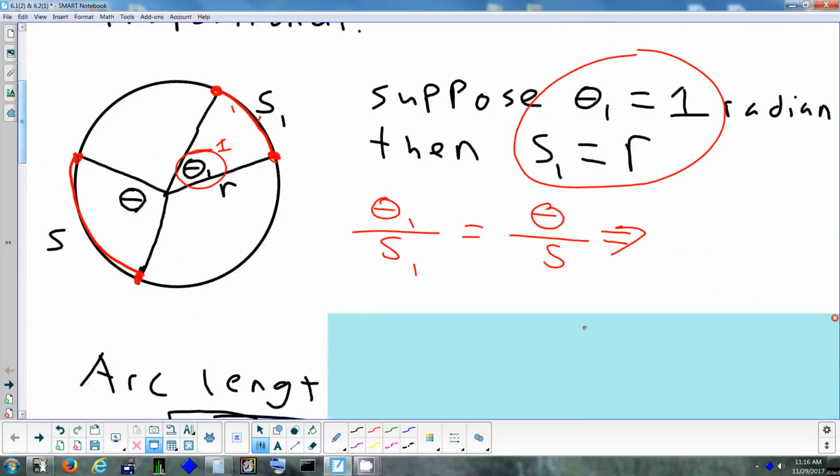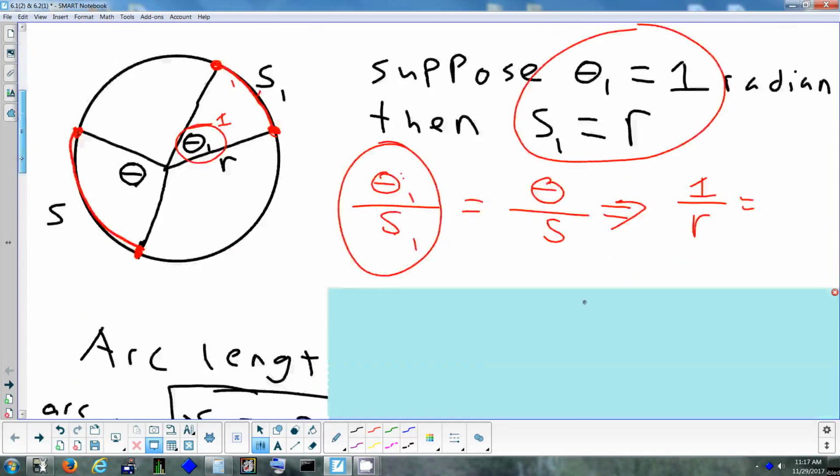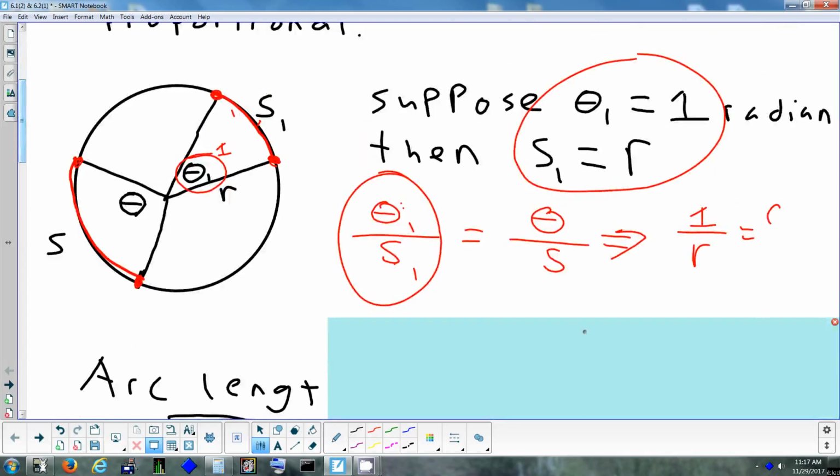And now I'm going to fill in our 1 foot 12 inches. I'm not really putting a 1 and a 12. In general, I'm going to fill in the starting point, which is 1 radian gives me a radius of r. That's my starting point. Now, the other side, I'm just going to leave blank. That's where you would fill in the number they give you, whatever they want you to convert. So leave that as theta over s.